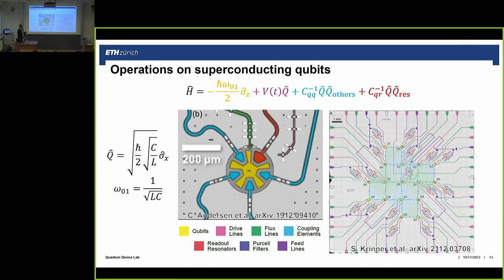Okay, and then there's a Hamiltonian, but I don't want to get into it too much. All the terms are marked with the respective colors. This is the actual qubit part, the fact that it has an energy difference between the ground state and the first excited state, and the rest are just coupling to different signals.